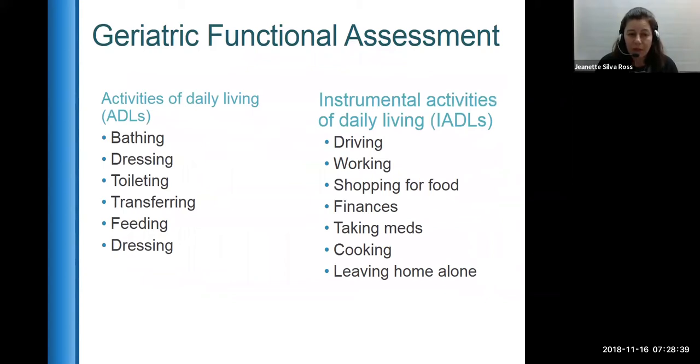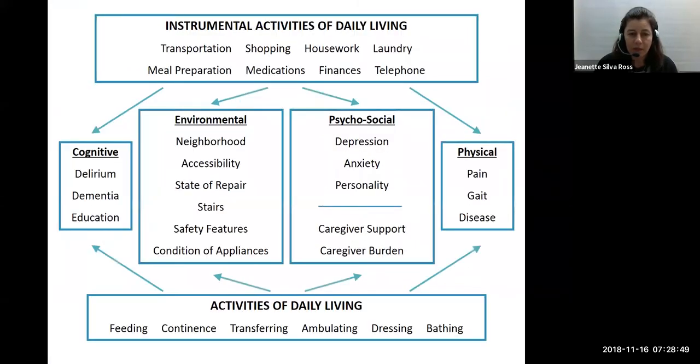As far as the geriatric functional assessment, we have the activities of daily living and the instrumental activities of daily living. In the next slide, I'm going to discuss them in more detail. If you think about the activities of daily living here at the bottom, these are the basic activities that you need to live at home. So being able to eat, being continent, being able to ambulate, transfer yourself, get dressed, being bathed.